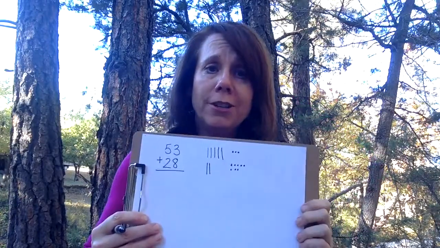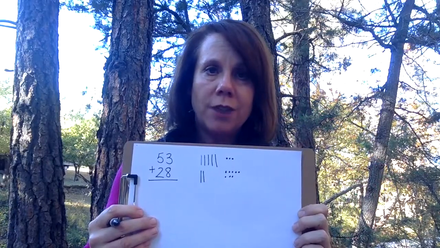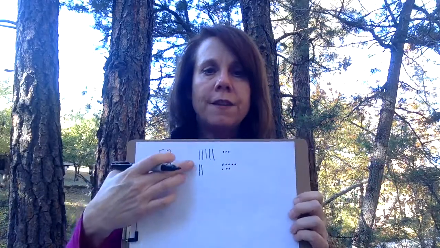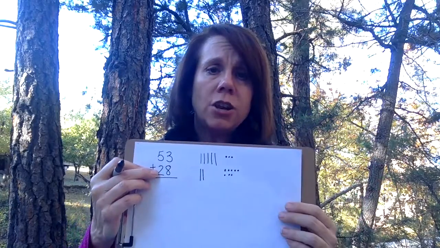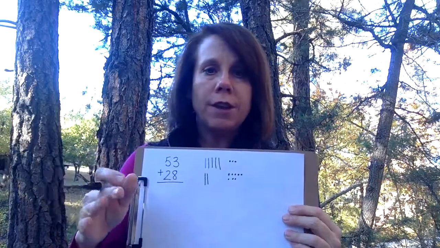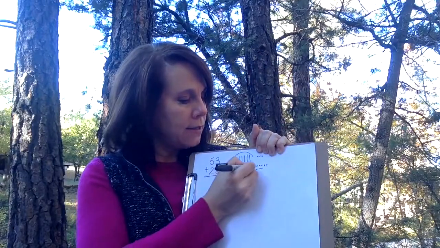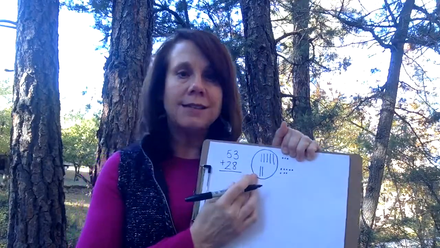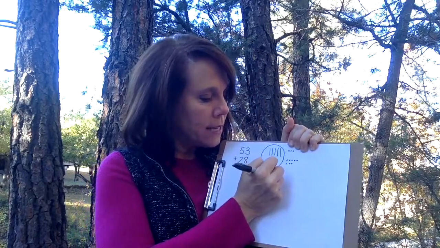That should look pretty familiar to you. It's the same kind of sticks and dots that we would use with other strategies as well. So when I see 53 plus 28, most kids at this stage are going to go left to right, perfectly okay. So what they can see is that with the tens, we have 5 tens and 2 tens. That gives us 7 tens. So 7 tens are 70. So I'm just going to put 70 here.